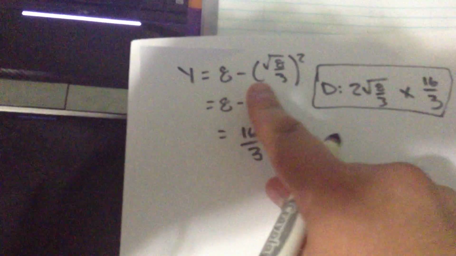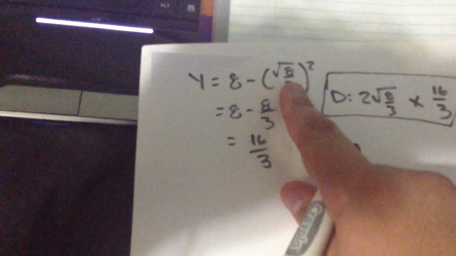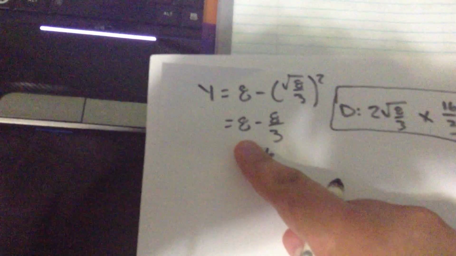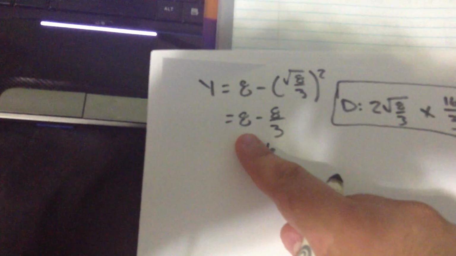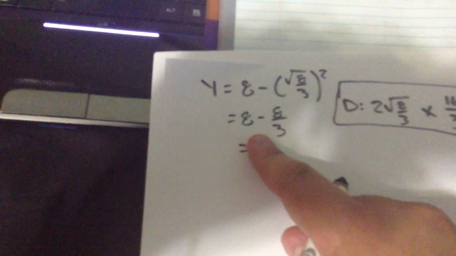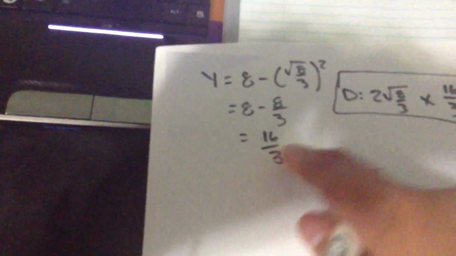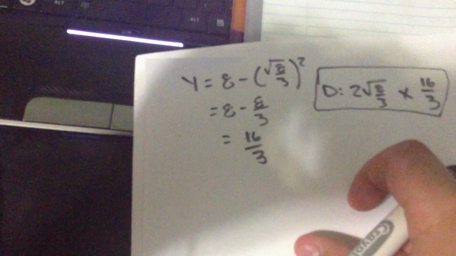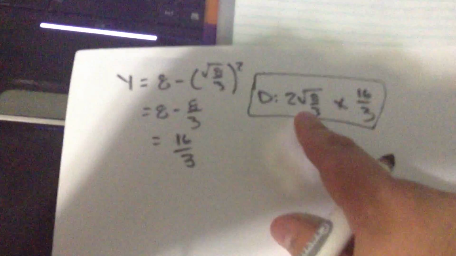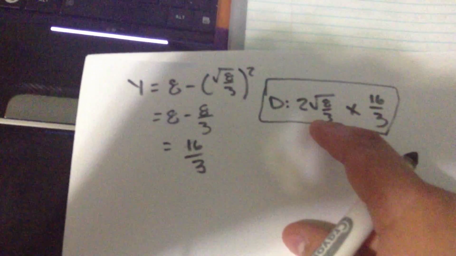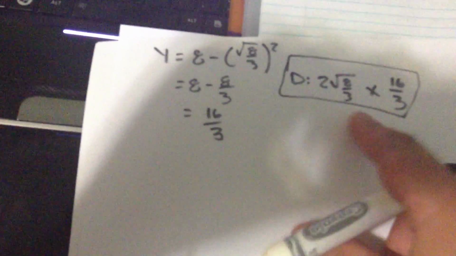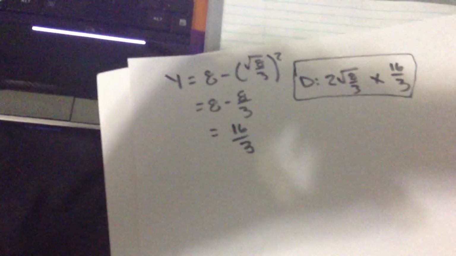So we know the relationship y equals 8 minus x squared, which is 8 minus square root of 8 over 3 squared. And so 8 minus 8 over 3 is 16 over 3. So the dimensions would be 2 square root of 8 over 3 times 16 over 3, and those are your dimensions. So yeah.